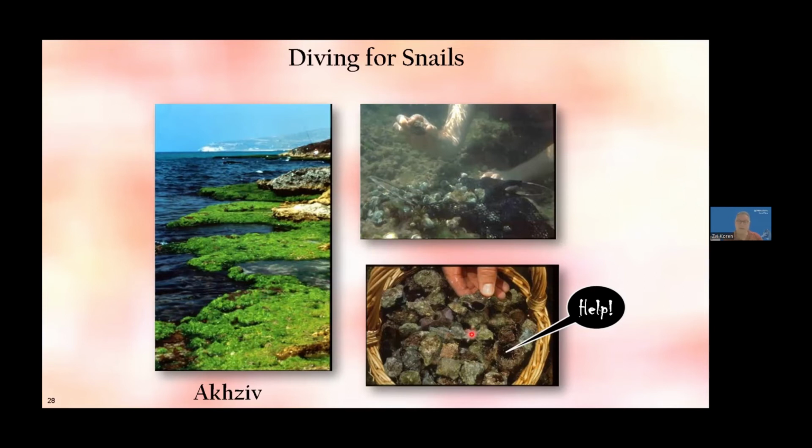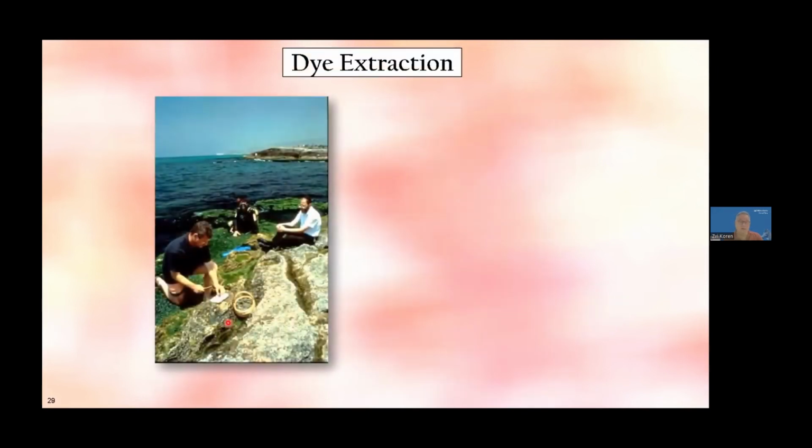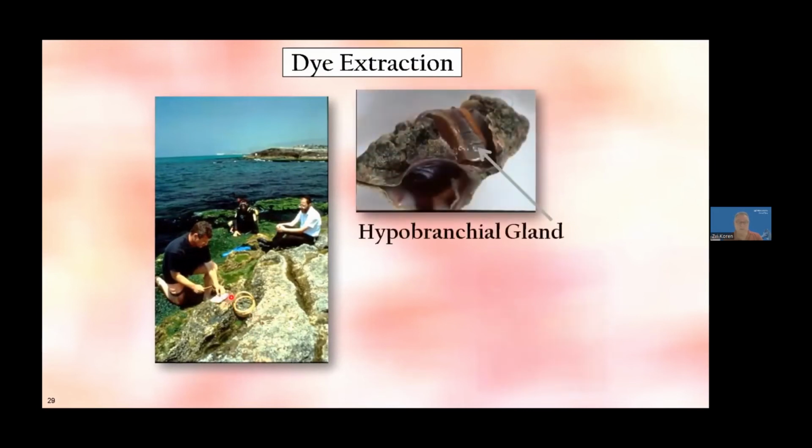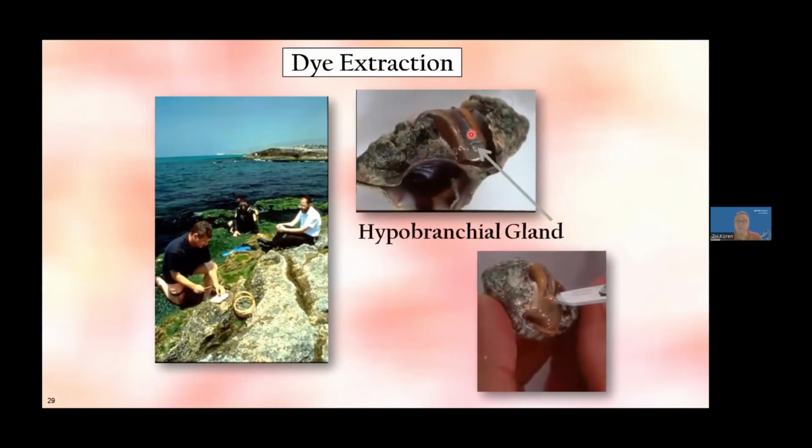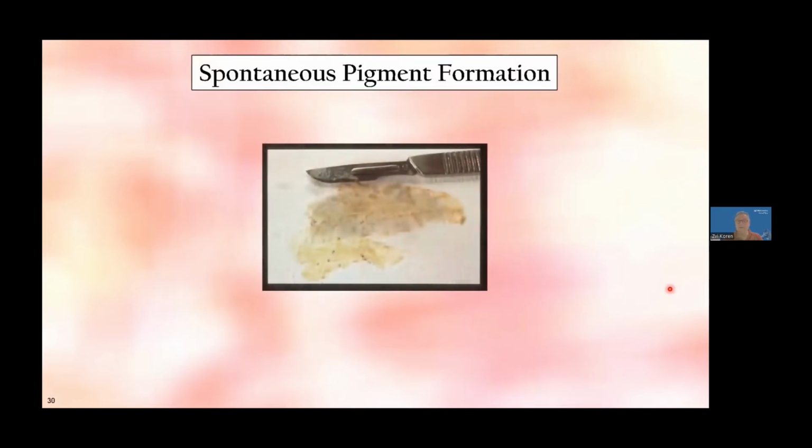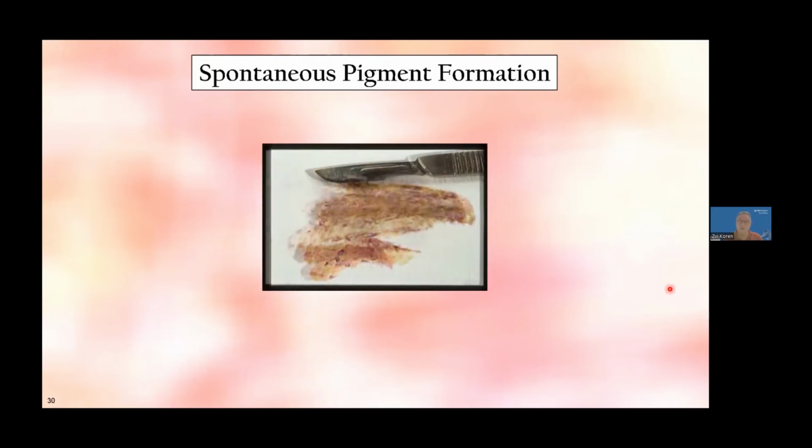We got a nice basket full of snails. One of them is yelling help because they know what's going to happen to them. Well, we do the dye extractions on various places. You break the snail, you show the hypobranchial gland, you break the shell, you expose it, you cut it, and take a look what happens. First, it's colorless or white, and it turns yellow under the sun and oxygen, and then eventually it turns spontaneously into the reddish purple pigment or bluish purple pigment, depending on the snail that you're talking about.